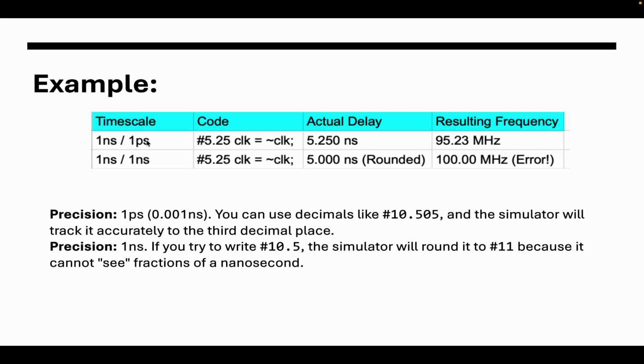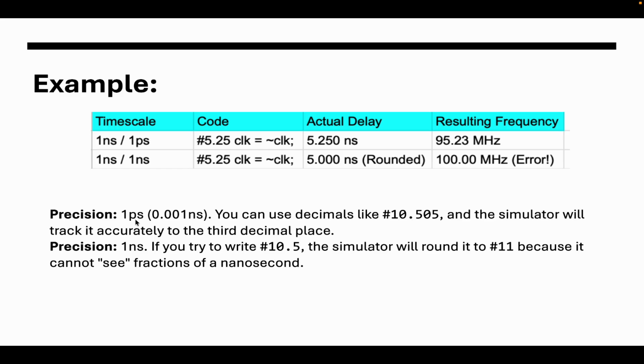Example: as I told, the unit is 1 nanosecond and the precision I am giving is picoseconds. My clock has a 5.25 here. Since I have mentioned the precision as picoseconds, even this 0.25 is considered. It will be written as 5.250 nanoseconds, so the resulting frequency will be 95.23 megahertz. But if I am using a precision of 1 nanosecond, what will happen? This 0.25 will get neglected. It means it will be rounded, so my resulting frequency will have an error. So precision becomes very important.